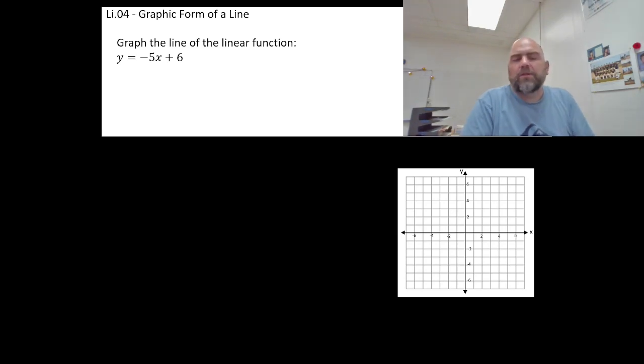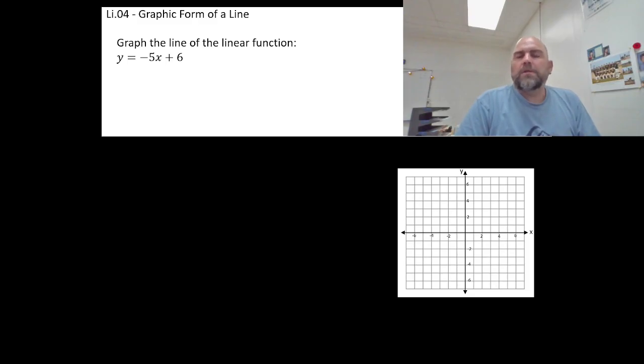All right, we're going to take a look at this example here where we're going to graph a line on a coordinate plane that is written out in graphic form. And I want to take a look at an example that first of all has a negative slope and second of all has a slope that is just a number. It's an integer, no fraction. How do we put this together?